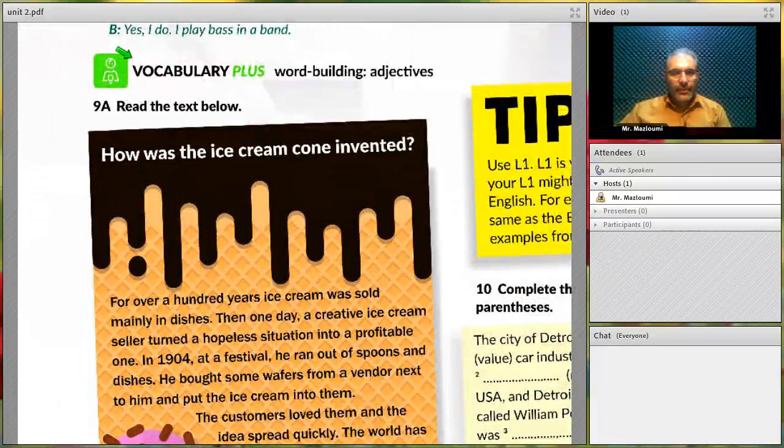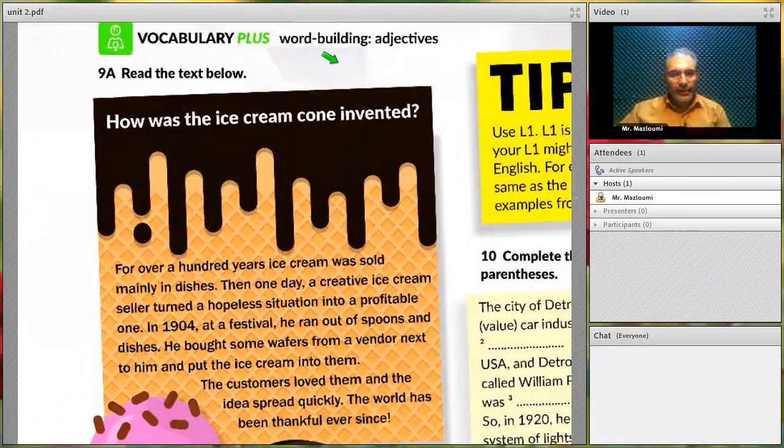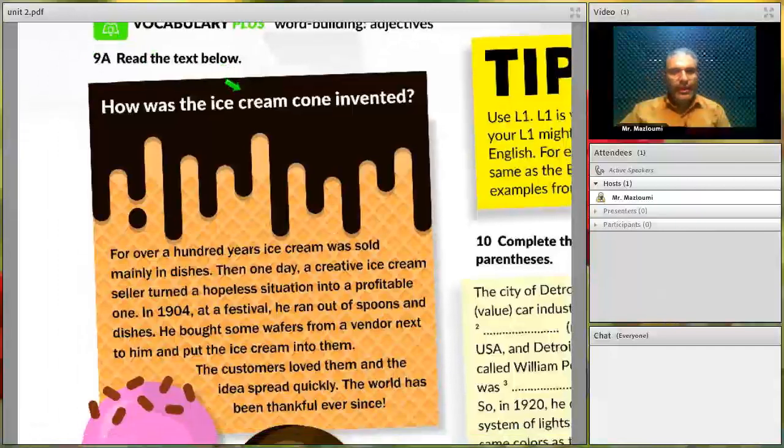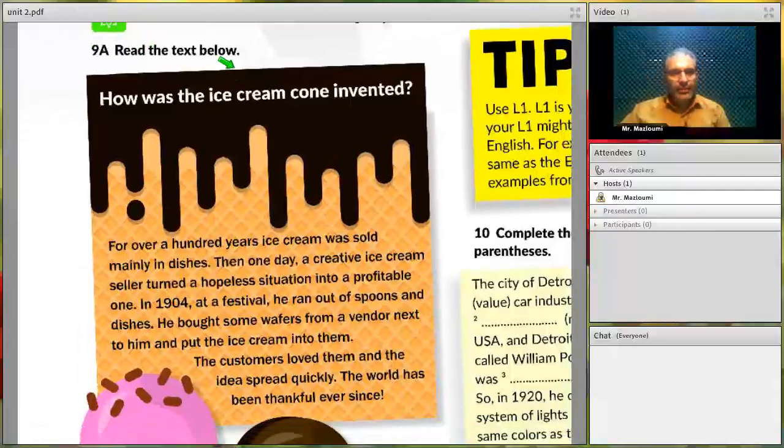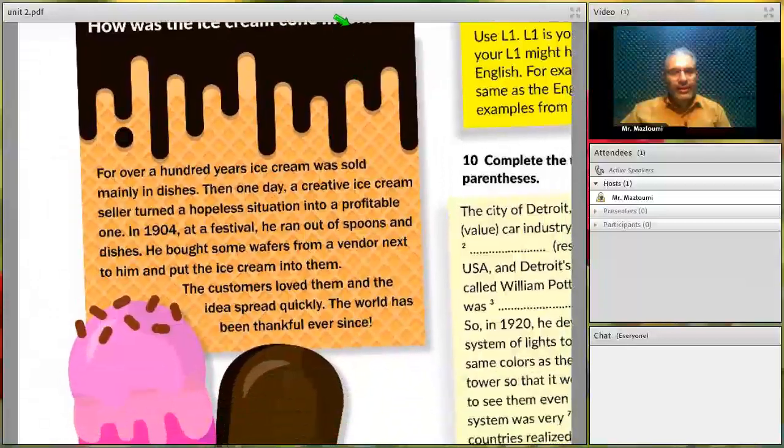Vocabulary plus. Word building. Adjectives. 9A. Read the text below. How was the ice cream cone invented?